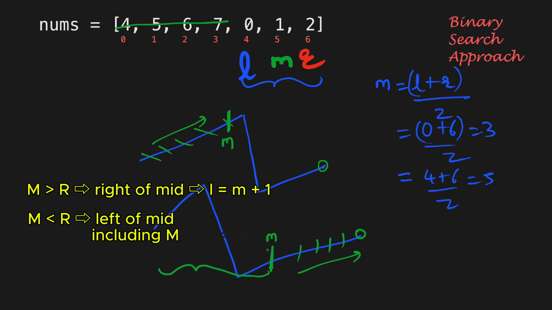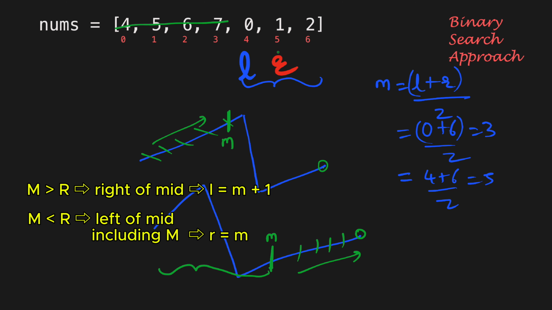Because if the middle pointer is at the pivot or the minimum element itself, the condition where the middle element is less than the rightmost element still holds true. For example, instead of index 5, if m was at 4, then also the middle element will be less than the rightmost element too. So we focus our search space on the left side by setting the right pointer equal to the middle pointer instead of m minus 1, as the middle element can also be the answer.